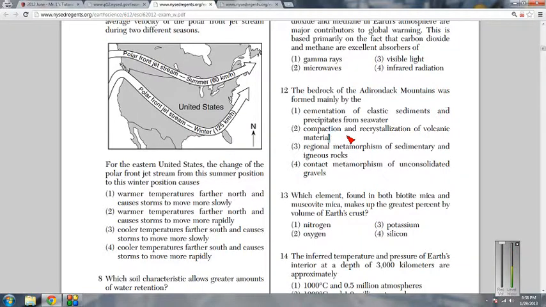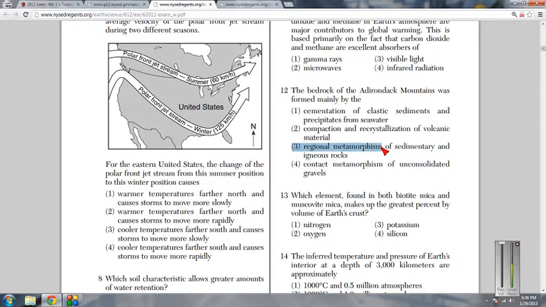2, I actually like this answer because they really try messing with you. Compaction, sediment, that's sedimentary rocks. Recrystallization, that's metamorphic rocks. And volcanic materials, that's igneous rocks. So they're just trying to really mess with you there through and through. That's not the answer. 3 is regional metamorphism.